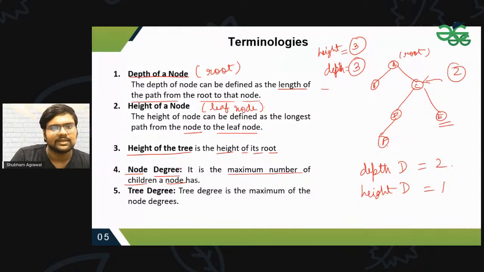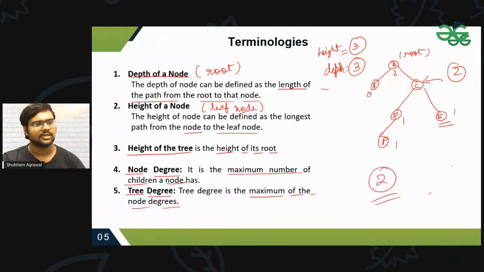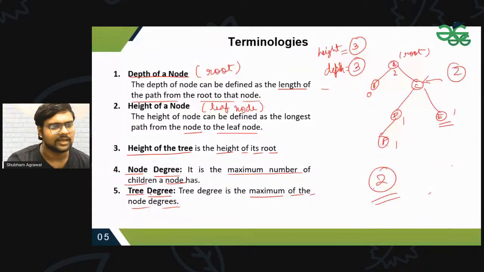So here the degree of F is 1, degree of D is 1, degree of E is 1, degree of C is 2, degree of A is also 2, and degree of B is 0. So the maximum of all the degrees will be 2. So the degree of this tree is 2. So this is about depth, height, and degree.